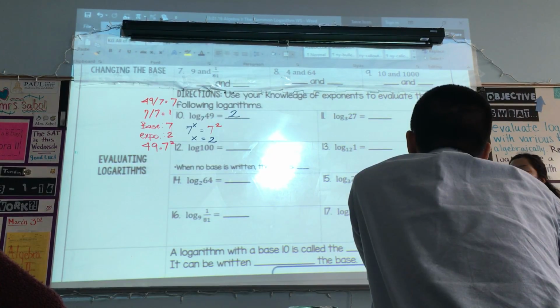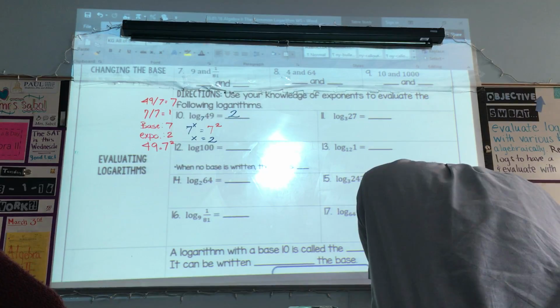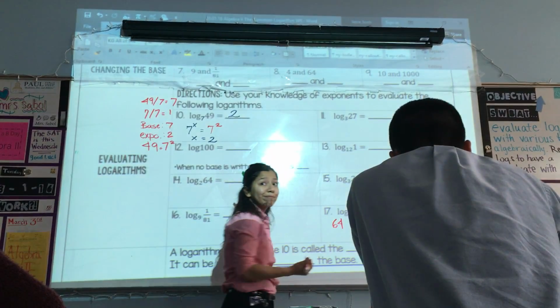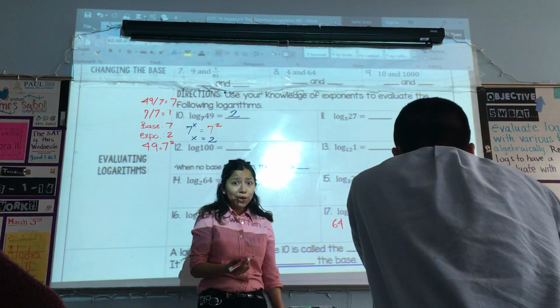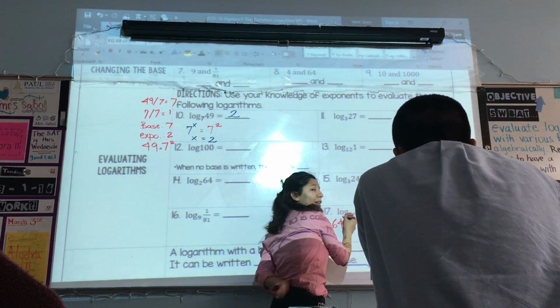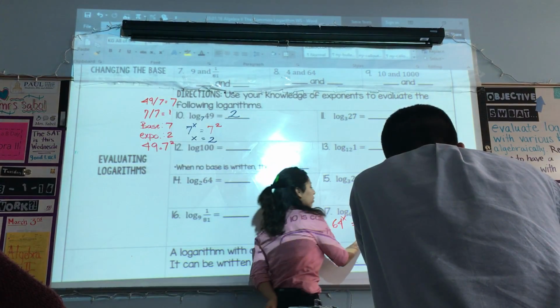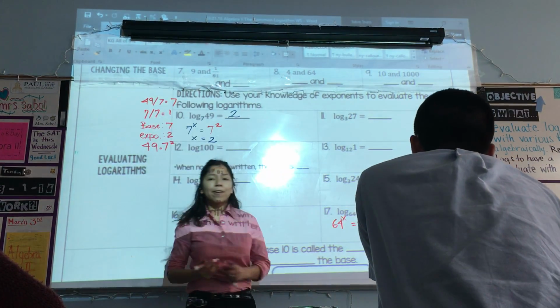So for number 17, our first step is to write it in exponential form. So what is our base? 64. What is our exponent? We don't know it. So what do you say, Gloria? X. And what do we set that equal to? 4. All right, very good.